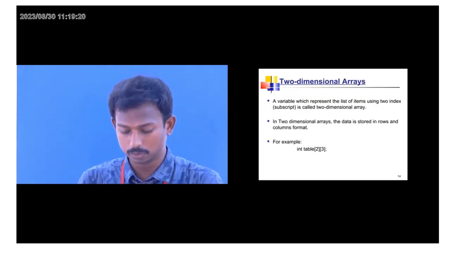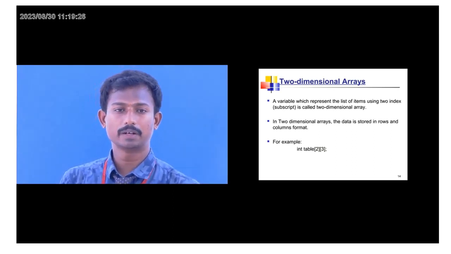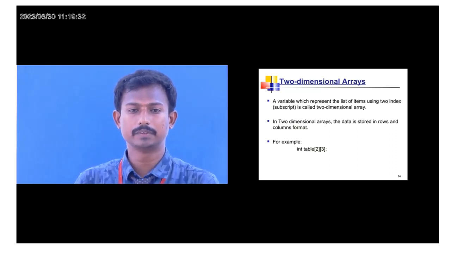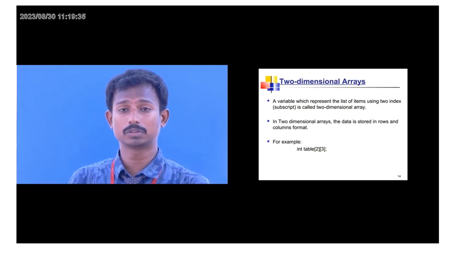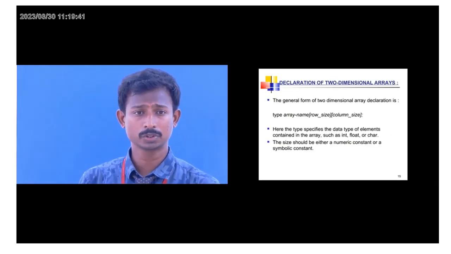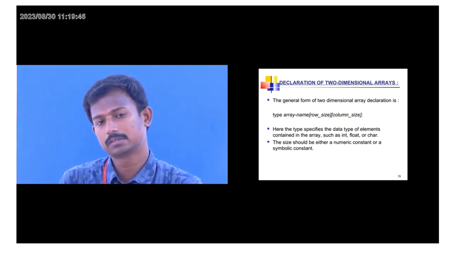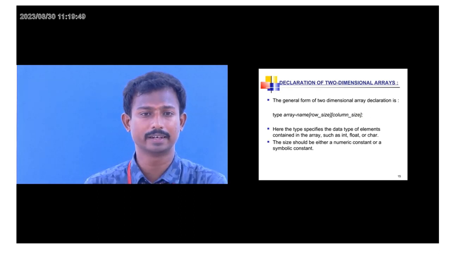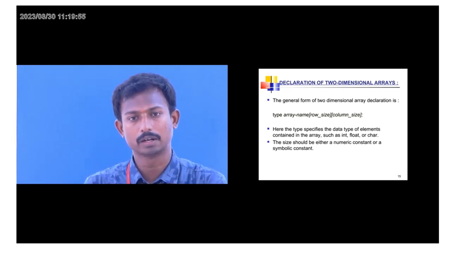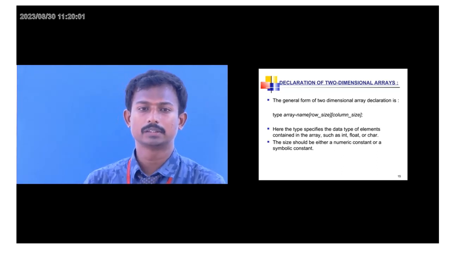So next one is the two-dimensional array. It has two index subscripts. It is a general format: data type, array name, the row size and the column size. It differentiates rows and columns, so data are stored in the form of rows and columns. Type is nothing but a valid data type in C. Array name is a user-defined name, row size is an index value, and column size is also an index value. They should be either a numeric constant or a symbolic constant.